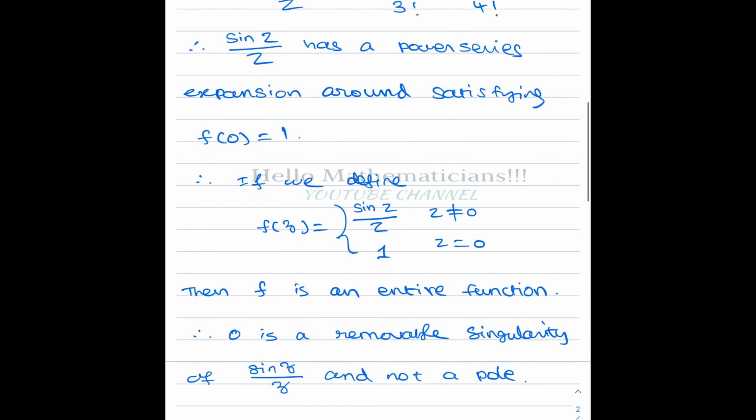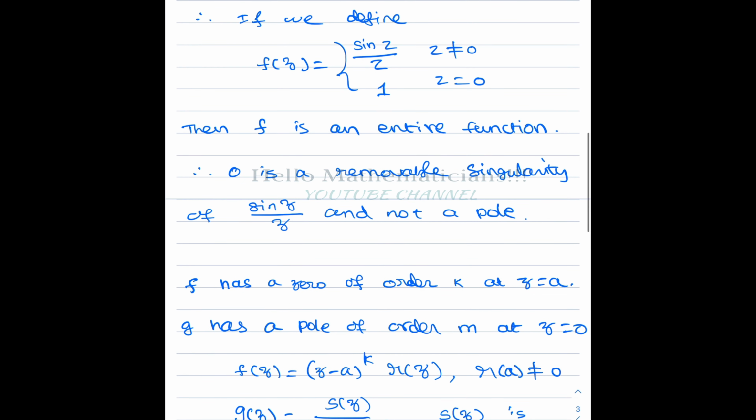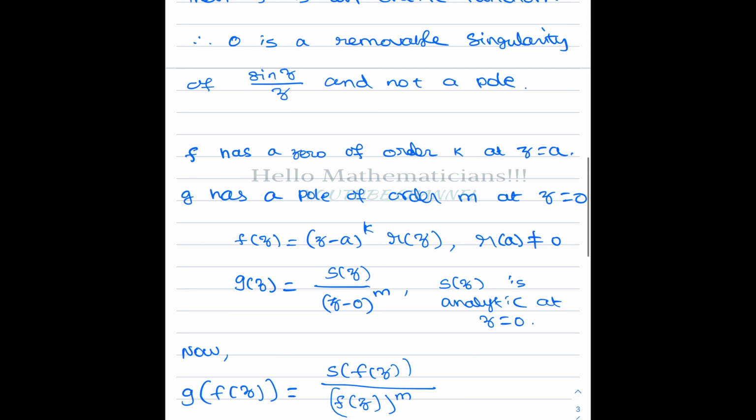Okay, so given this, we go into the problem. In the problem, it is given that f has a zero of order k at z equal to a. That means f(z) can be written as (z − a)^k times some r(z), where r(a) is not equal to 0.